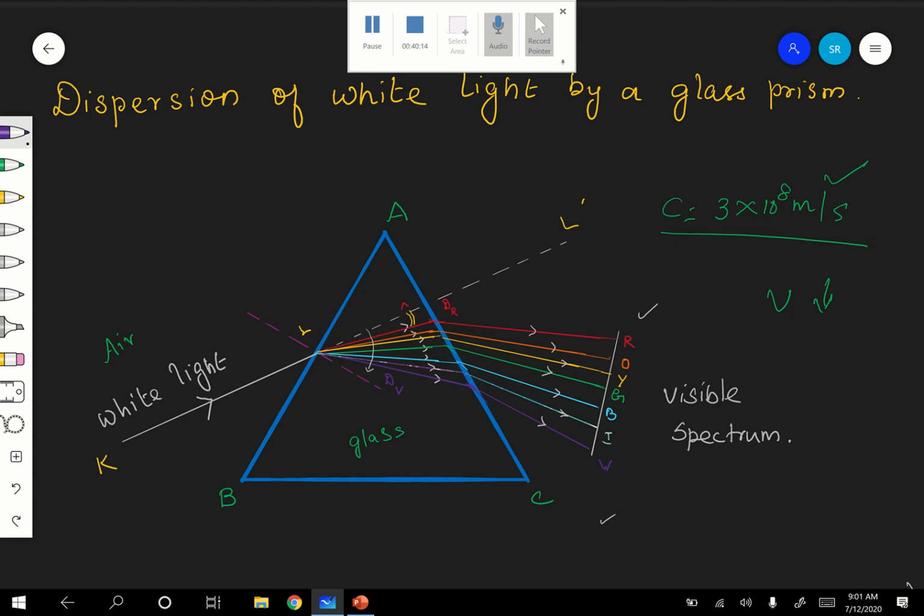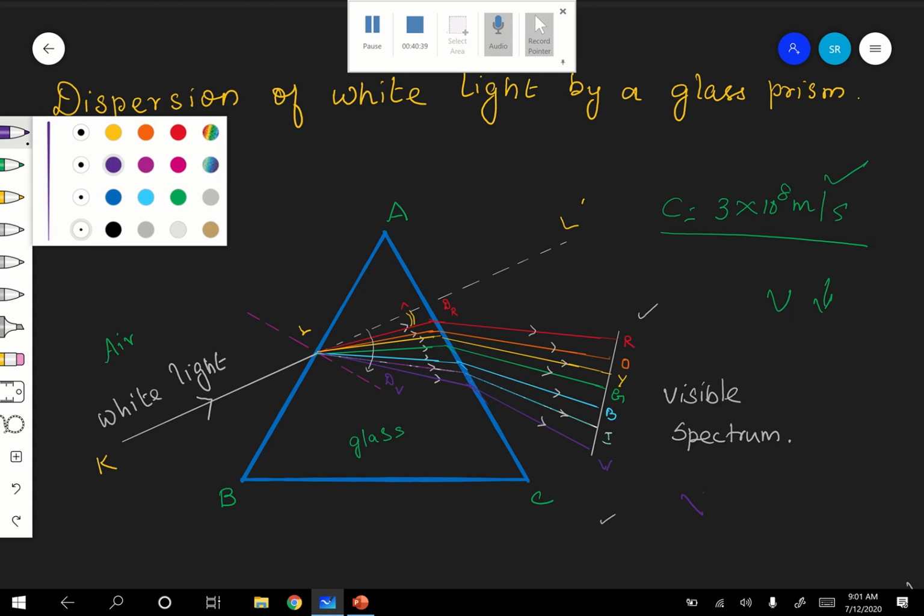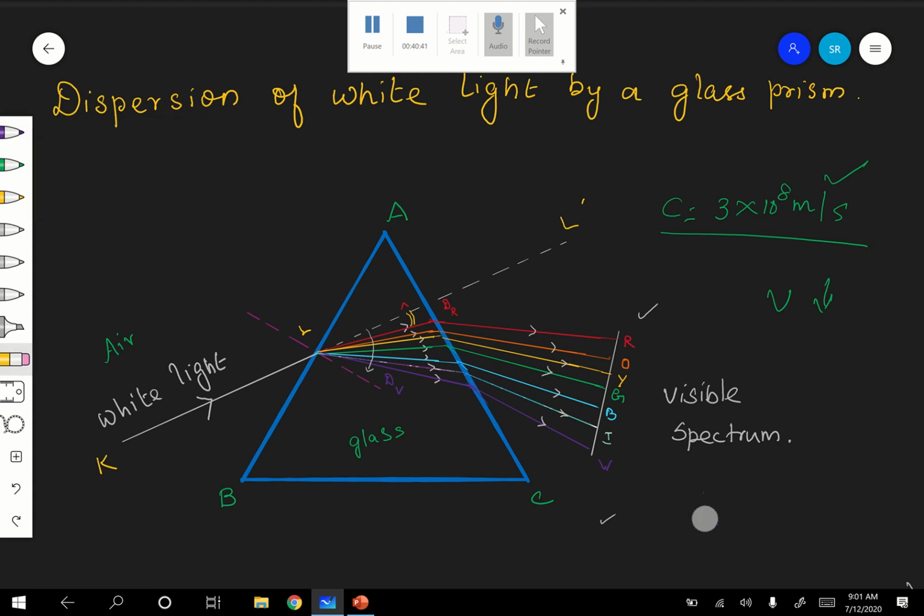Excellent, very wonderful concept. As long as they are in air medium, all the colors are moving with the same speed. But once they enter into the glass, what is that surface? That is prism. Different colors move with different speed. As I told you, which will be moving with the maximum speed here? Very important. Why? As I told you, red suffers minimum decrease in the speed, violet suffers maximum decrease in the speed.